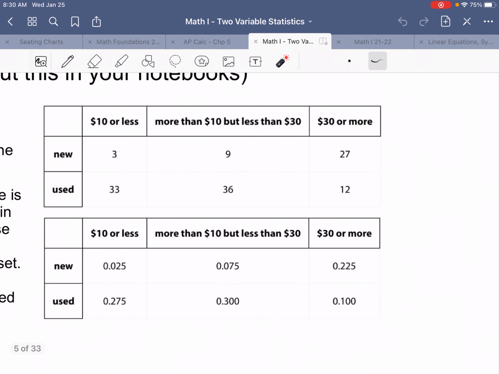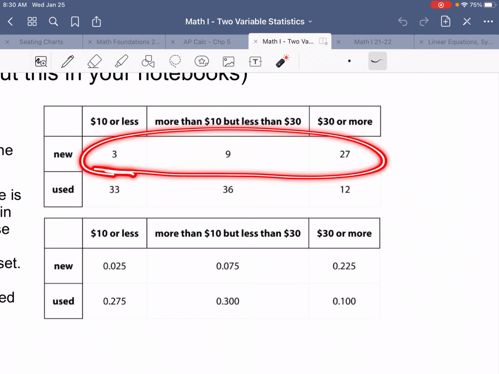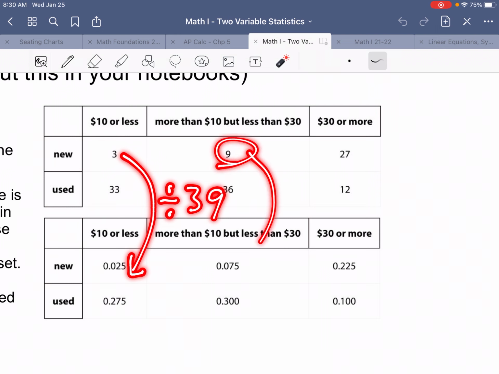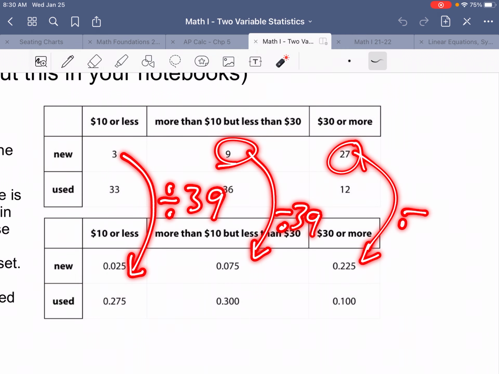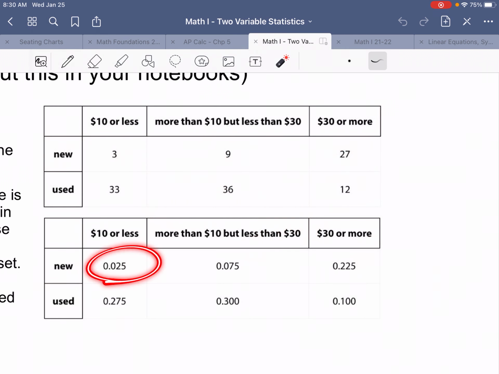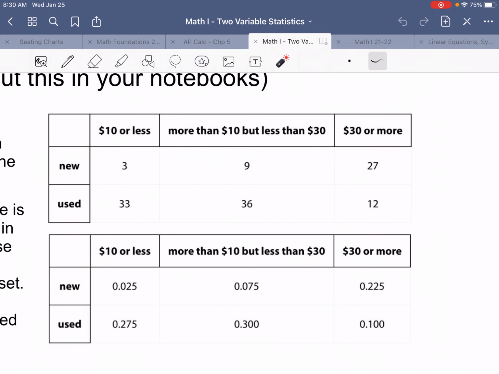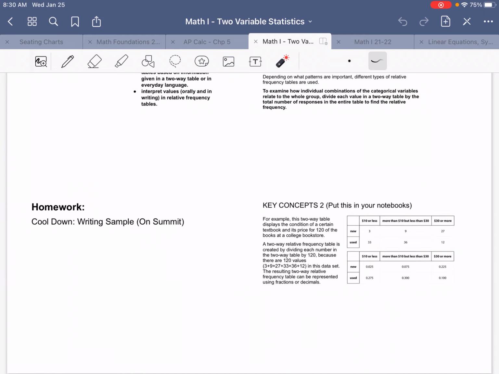We could also do this the other way. We could add up all of these numbers here: 3 plus 9 plus 27 is going to be 39 total. What we could do then is take this divided by 39, and that also divided by 39. Same thing here. Each of these percentages would tell us, of the new books, what percent are $10 or less, more than 10 but less than 30, or 30 or more. So there are a few different ways to calculate this.